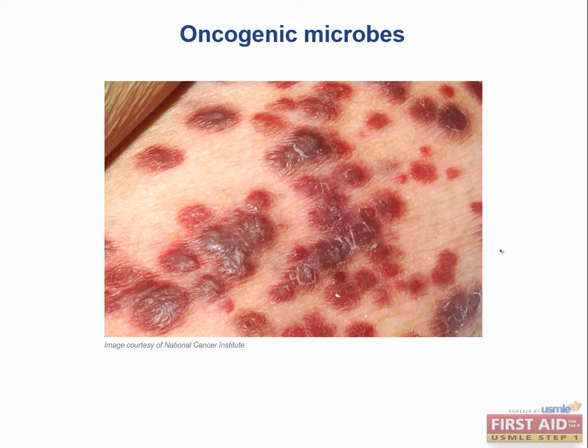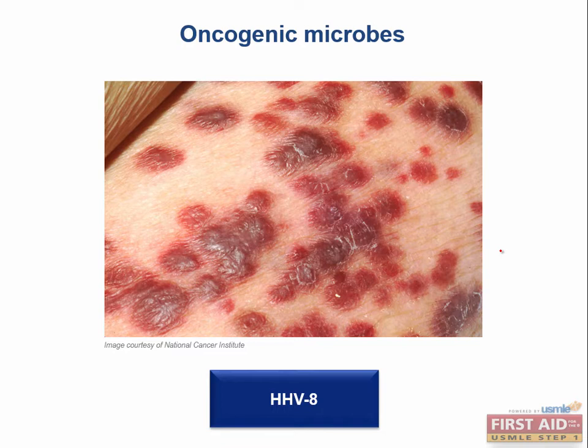What's this? These violaceous plaques. If you see this on an individual, what are you thinking? Consistent with, this is Kaposi's sarcoma. It's caused by what herpes virus? Human herpes virus 8. Very good. And what is the underlying disease? What do you think's going on here?